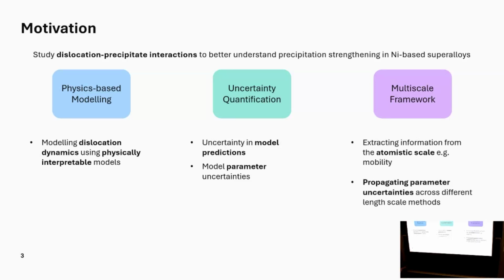Material deformation is really a multi-scale process. What we're interested in doing is extracting information from the atomistic scale that could be useful to study larger systems that are more representative of material deformation. By combining these two things, we can hopefully do that. If we have physically interpretable parameters, that makes it easier to transfer them between methods. But we would also like to quantify our parameter uncertainties and then propagate those across different methods.